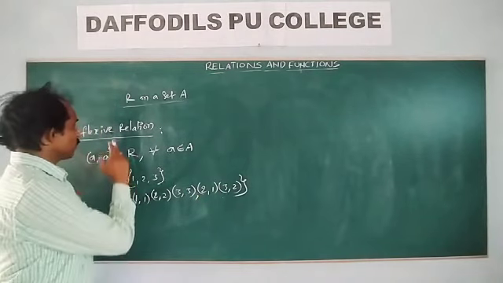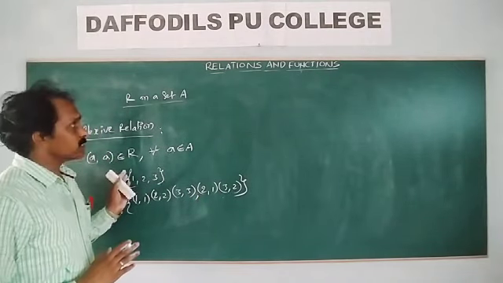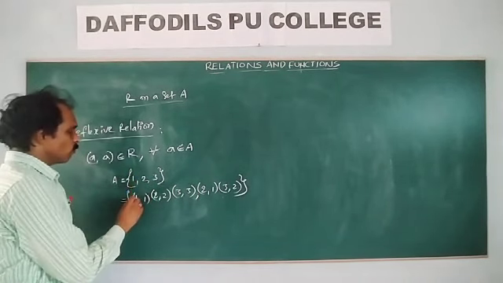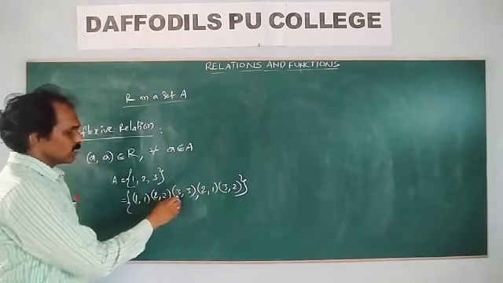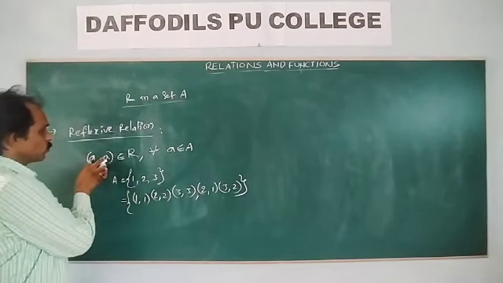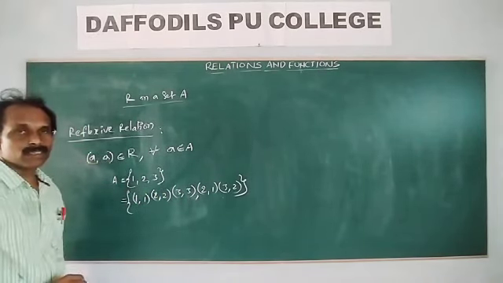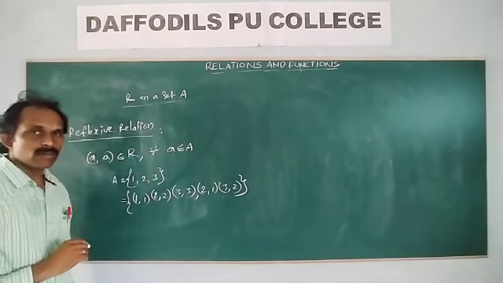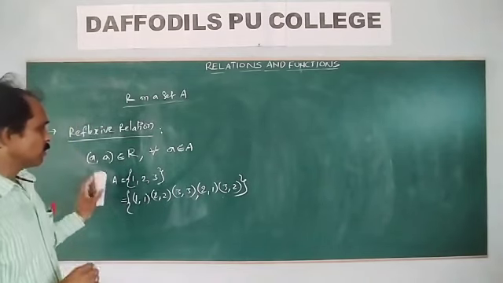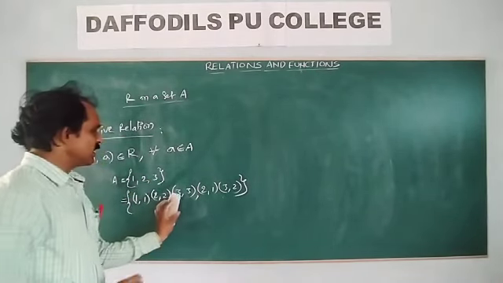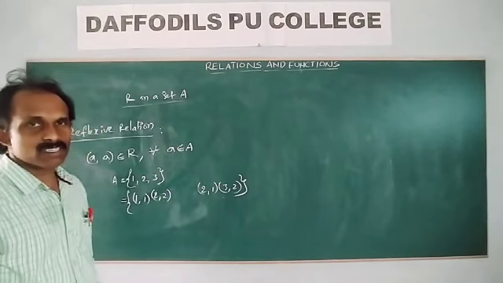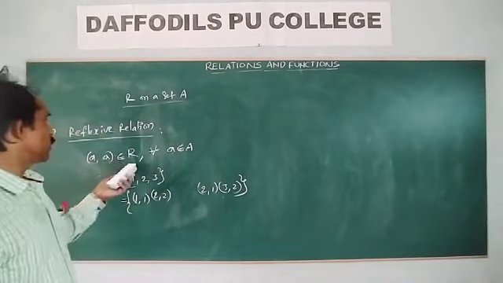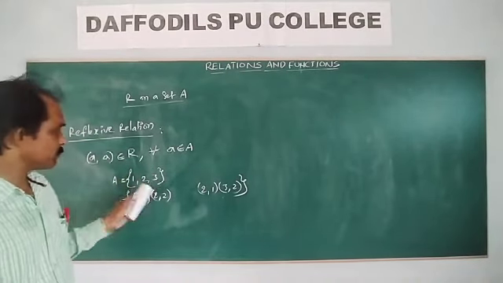Right? Is it a reflexive relation? It must satisfy all elements. What are the elements? Reflexive means all 3 elements: (1, 1) is there, (2, 2), (3, 3). So then the relation is called a reflexive relation. Suppose (3, 3) is not there, it is not a reflexive relation, since (1, 1), (2, 2), (3, 3) are not all satisfied. Therefore, reflexive is not satisfied.